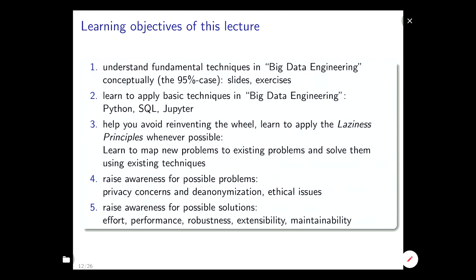I also want to raise awareness for possible problems. That's not a core topic of databases, but you will see, oh my gosh, by handling data, all of a sudden you can run into really severe privacy concerns. And we will see that is the real meaning of big data. That is the real problem of what big data entails or implies for society. I will give you very concrete examples of what the problem is, how to fix those things, and how that leads to ethical issues. Finally, I will also give you ideas about possible solutions in terms of effort, performance, robustness, extensibility, and maintainability. So those are the learning objectives of this lecture.